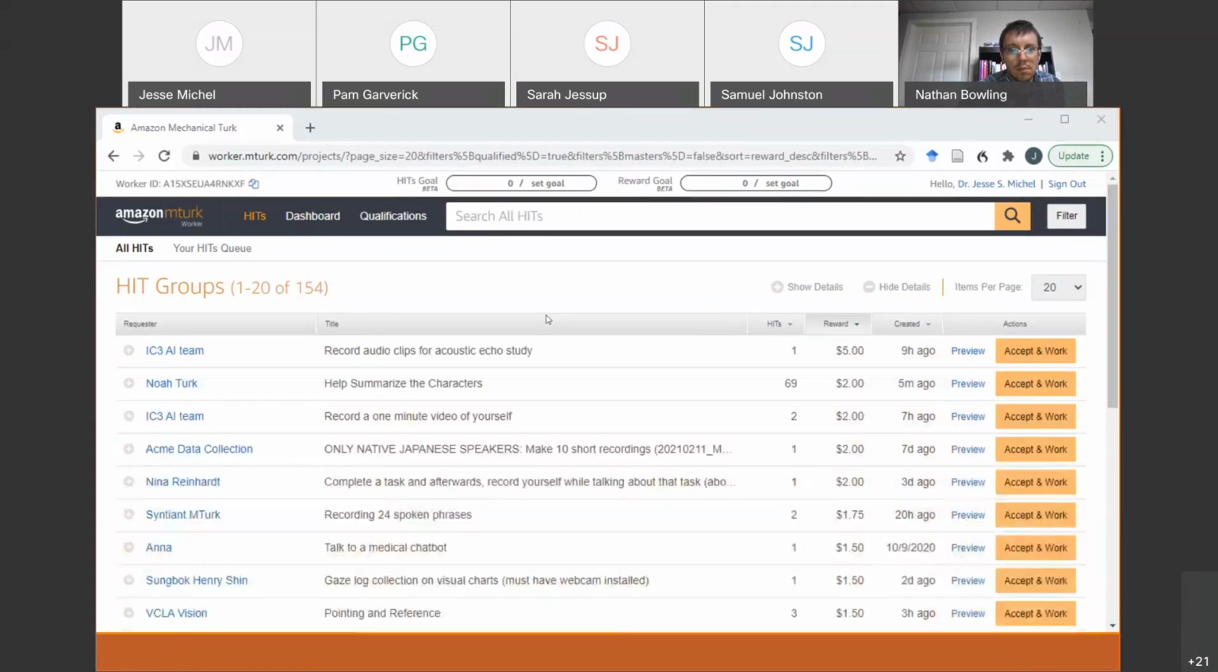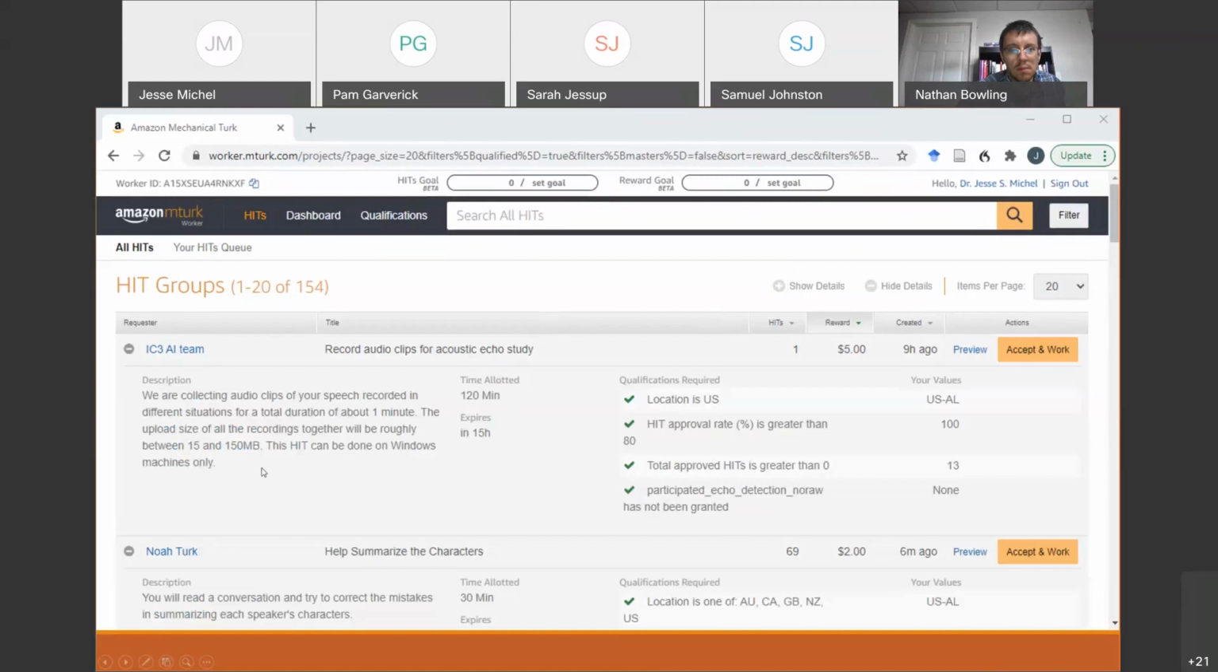Here's another screenshot with a little more description. That first one, they're collecting audio clips. You record about a 1 minute clip and send in the MP3 file, as long as it's between 50 and 150 megabytes. The criteria for their study is that the worker has to be located in the United States, and you can see that it shows me being in Alabama.